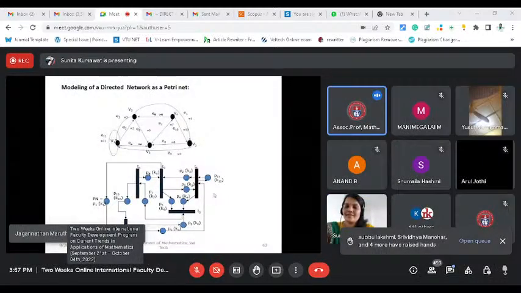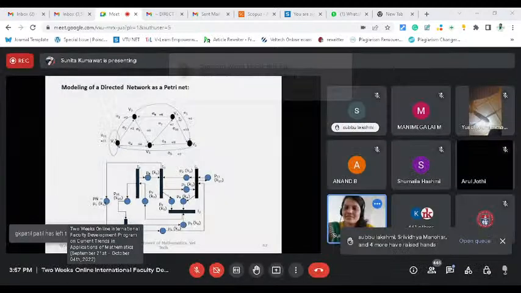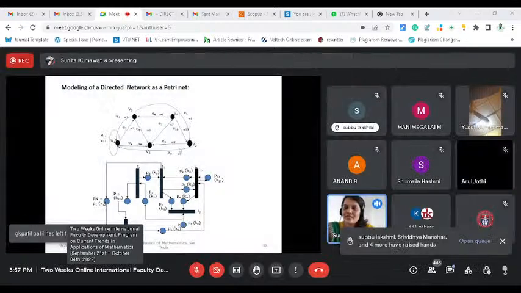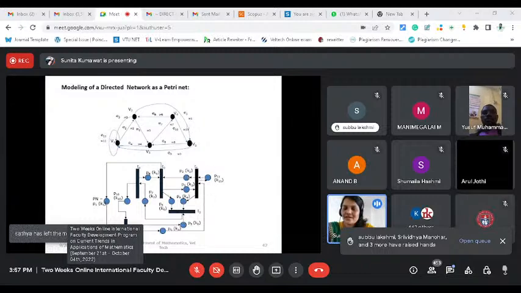Yes, ma'am. So here, what we are doing is, each and every vertex can be represented as a transition, and every edge can be represented as a place. You can see, here 5 vertices are there, so correspondingly 5 transitions are there, and there are 11 edges, so correspondingly there are 11 places. So here we are seeing how it is applicable in graph theory as well.